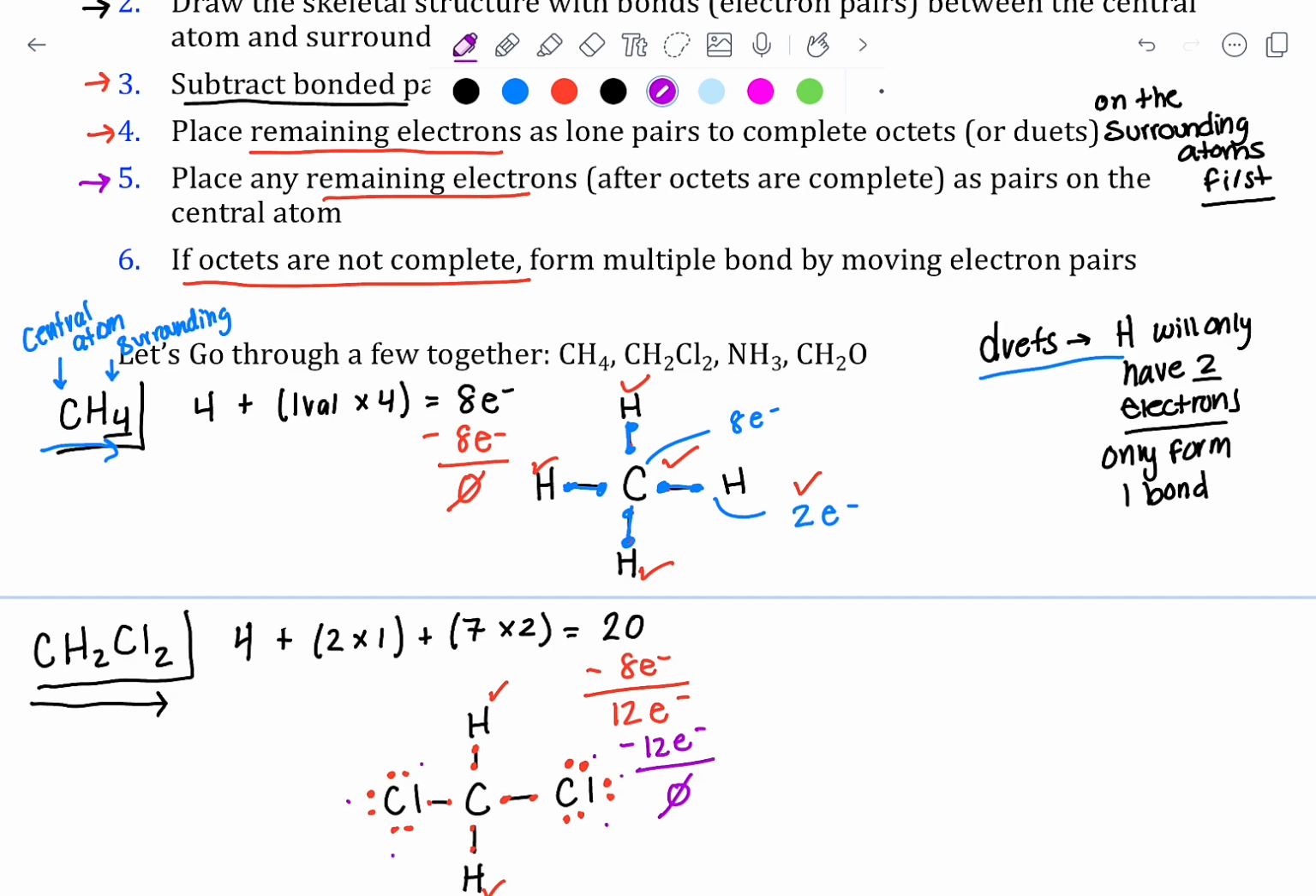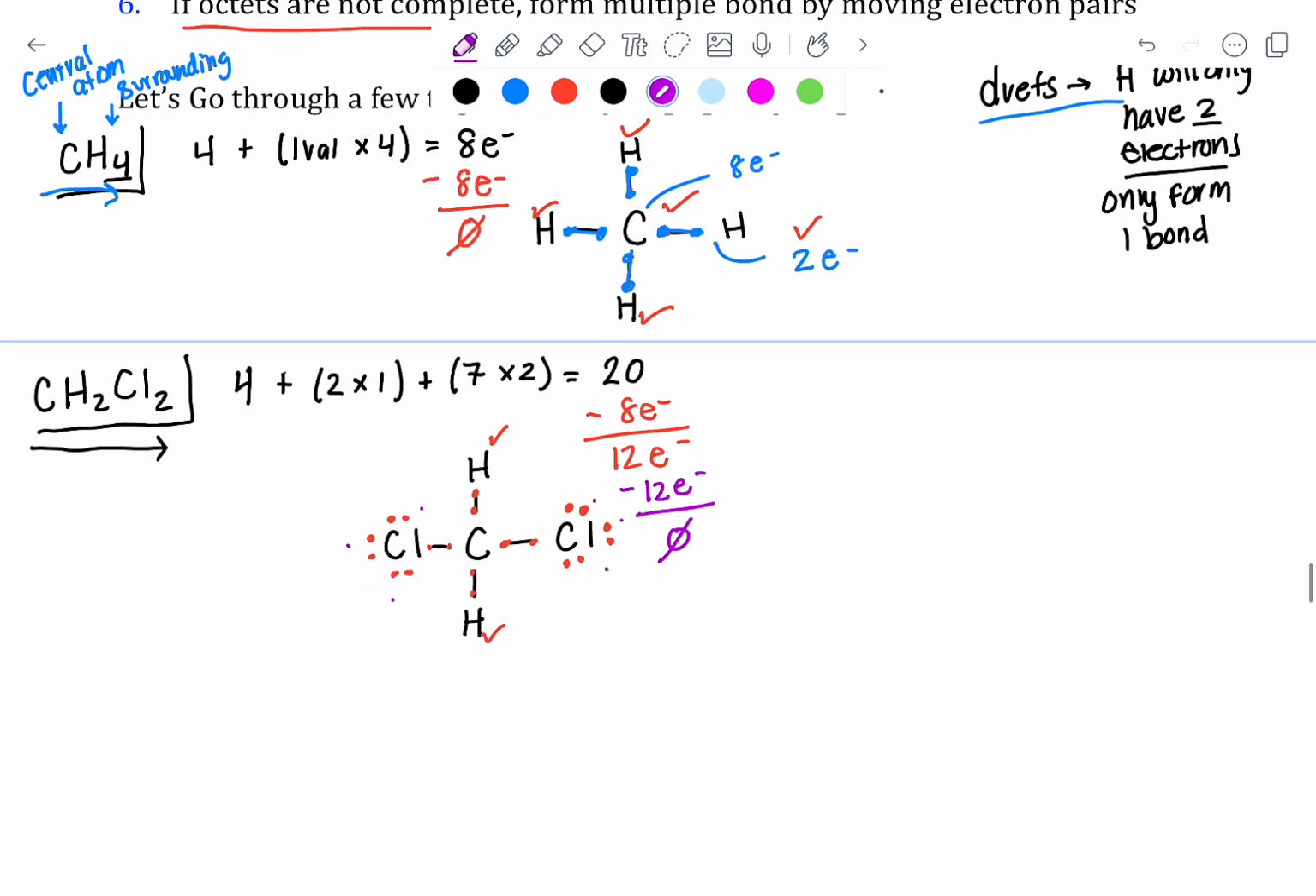The last thing we are going to do is just double check our octets. Well, we already said that chlorine had its octet and hydrogen has its duet. We just have to double check that carbon also has its octet, and it has 4 bonds to it. Those 4 bonds in total have 8 electrons, so carbon also has its octet. So that is our Lewis structure for CH2Cl2.